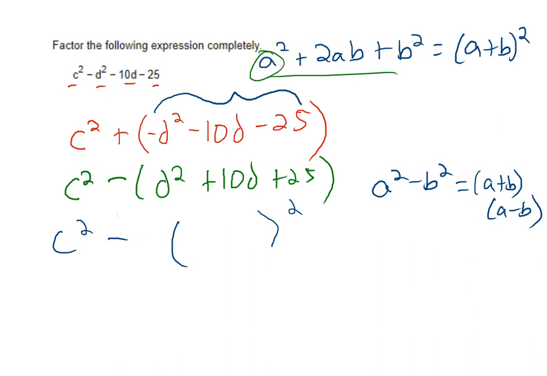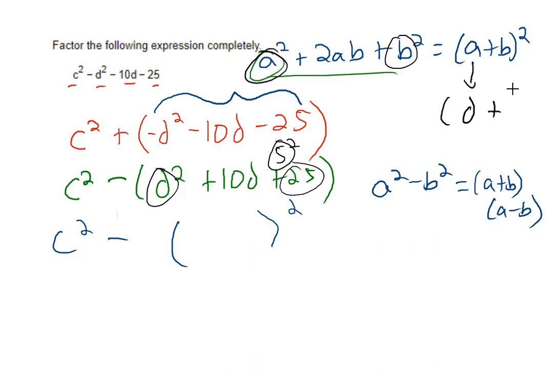Instead of a, we're going to have d, right? So I'm going to make the same change over here. Instead of a, we'll have d, and instead of b, we're going to have 5, right? Because I have to rewrite 25 as 5 squared. So instead of b, I'm going to have 5. So I make that change over here. Instead of b, I'll have 5, and then that's going to get squared.